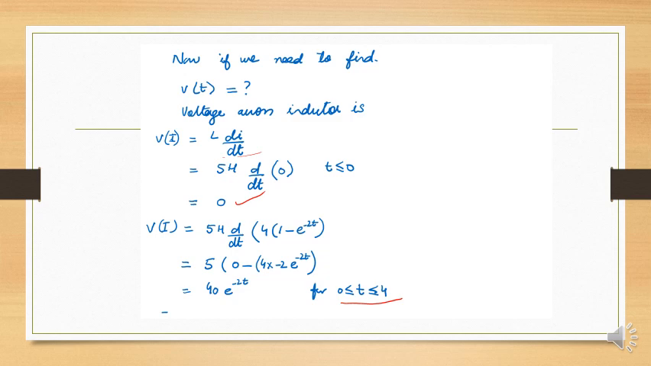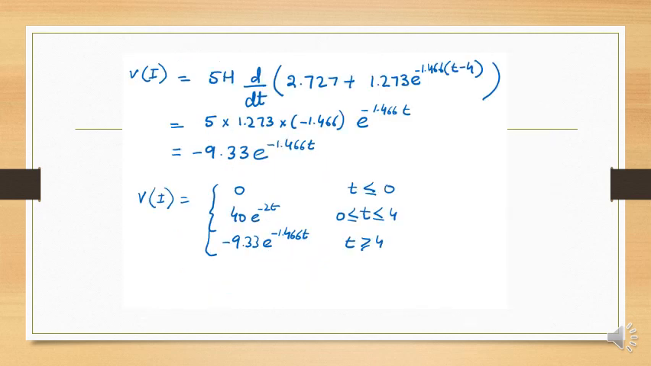Between 0 and 4, this was the derived formula for I. Putting the formula over here, we got this value. And finally, for t greater than 4, this formula was derived. Put this formula over here, take its derivative, and what you got is this. So these are our voltages for 3 time ranges: less than 0, 0 to 4, and greater than 4.